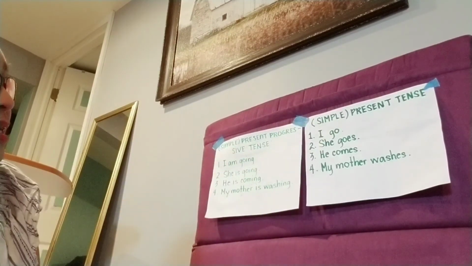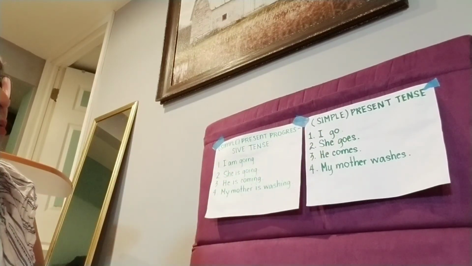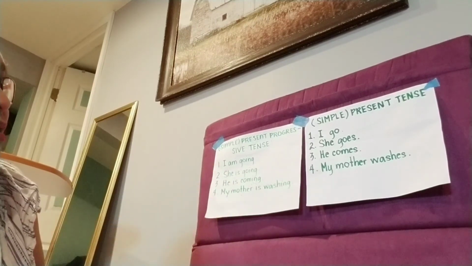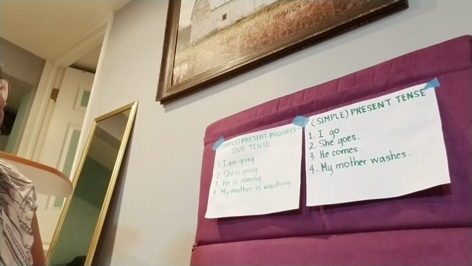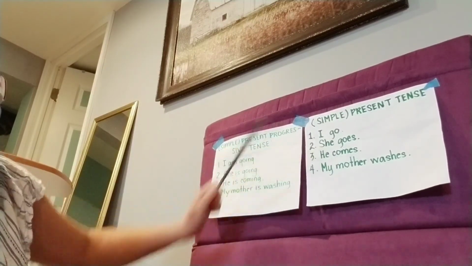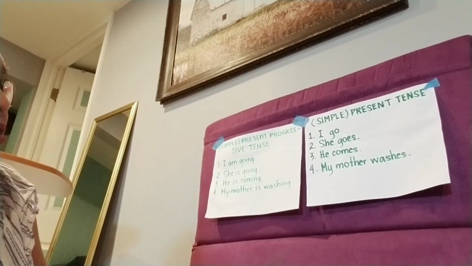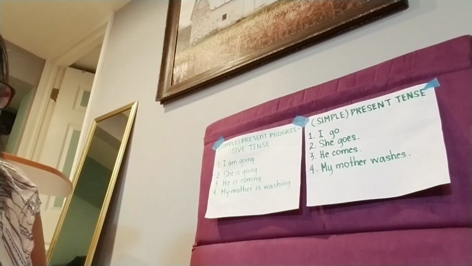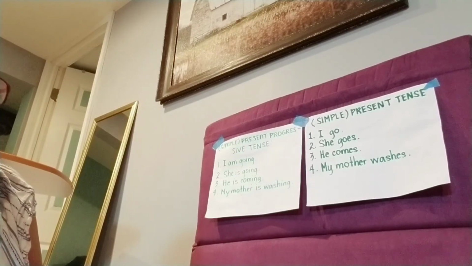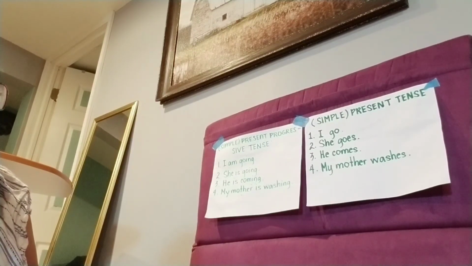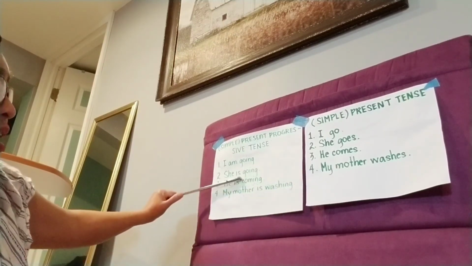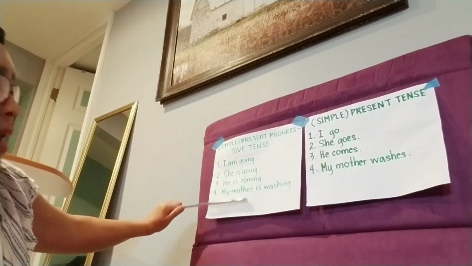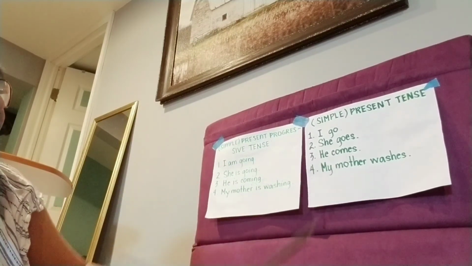While in the simple present, I go, the base form go is used without the suffix ing since the simple present is not progressive. I go. No helping verb is used to connect the subject and the verb go, since go is an action verb. And as a rule, if it's an action verb, a helping verb is not needed to complete the sentence. She is going. She goes. He is coming. He comes. My mother is washing. My mother washes.